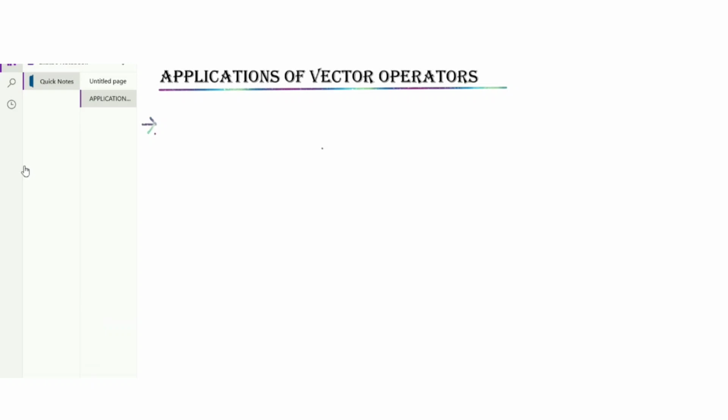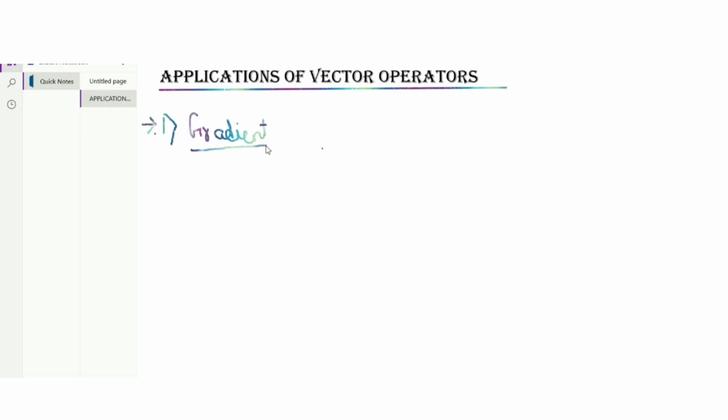So here the first application of the vector operator is what is known as the gradient. This is the first application of the vector operators. So what exactly is this gradient?